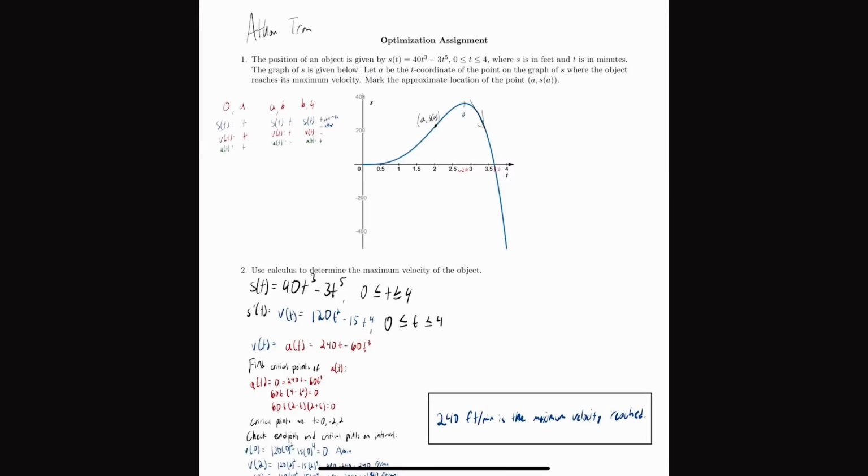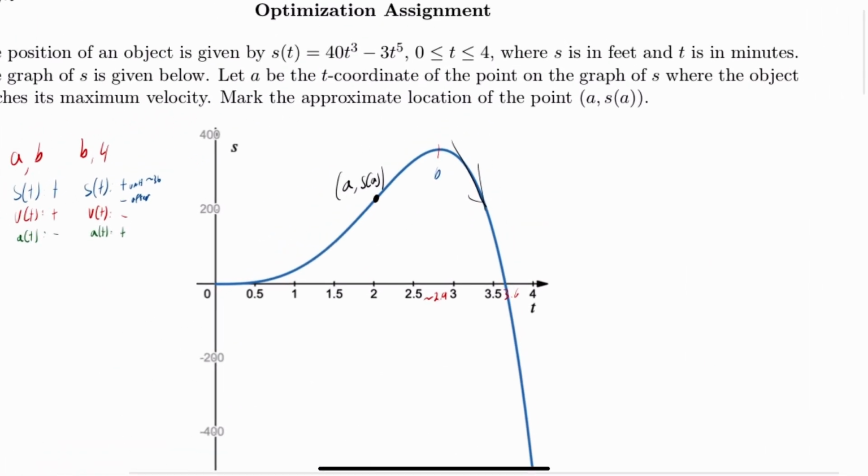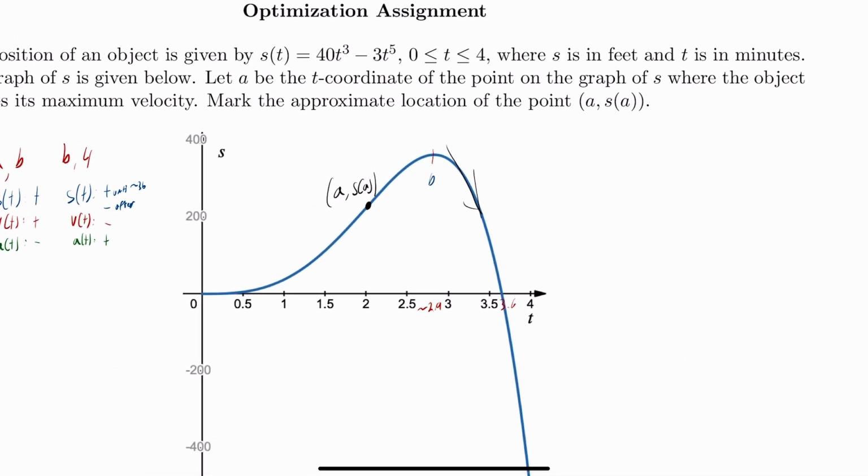The position of an object is given by s of t equals 40t cubed minus 3t to the fifth on the interval 0 to 4. On the x-axis, we have t in minutes. So this is 0.5 minutes since the object started moving, and then this is 1, 1.5, and so on. So this is time going on since the object started moving from this origin point.